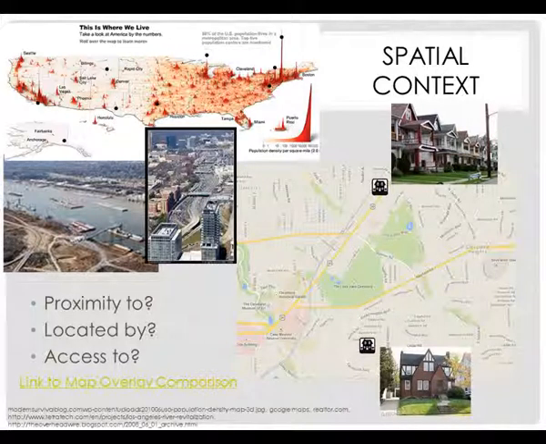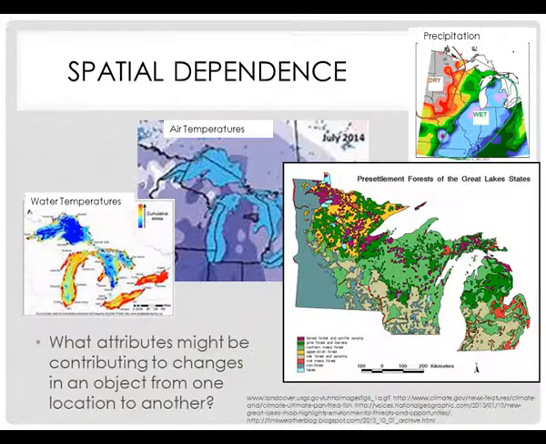So in chapter 2 of your book, the book talks a bit in more detail about concepts of spatial analysis that relates to the spatial context of data, how we understand neighboring concepts, and then the idea of spatial dependence. So this is driven by this simple question: what attributes might be contributing to changes in an object from one location to another? So we see certain characteristics like precipitation and air temperatures and forest patterns, in this case in some of the Great Lakes states. And how does location relate to that?